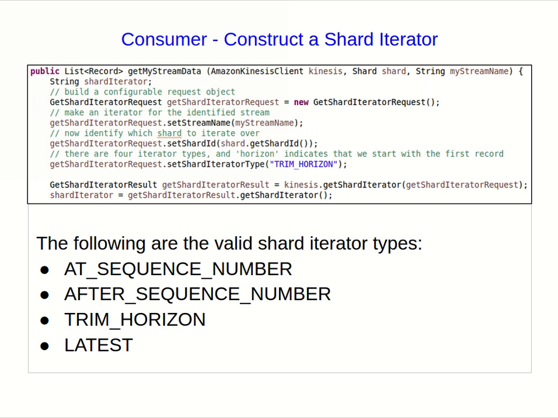You can also set a limit on the number of records to pull in per request. And if you don't do that, by default, you'll get up to 10 megabytes per call.